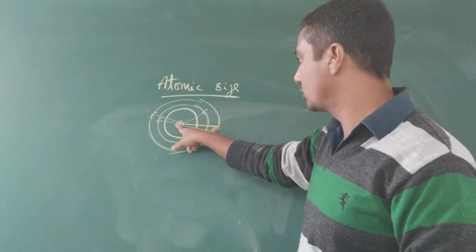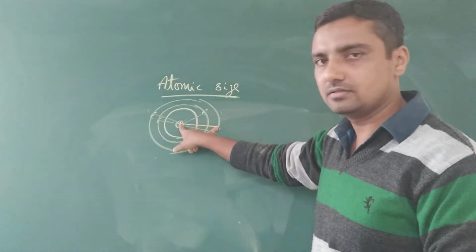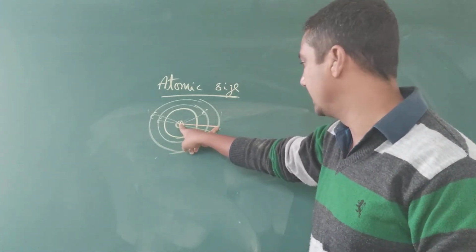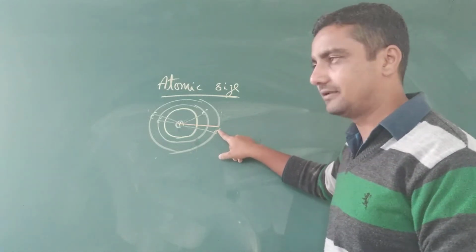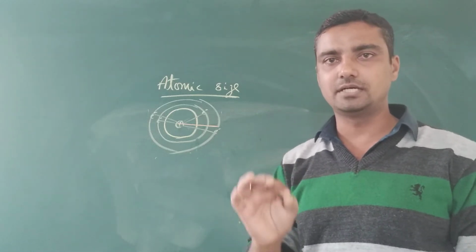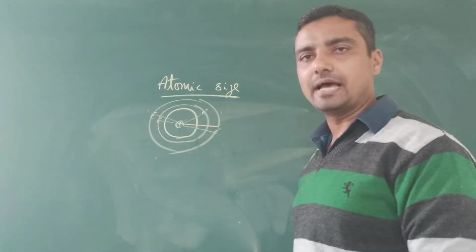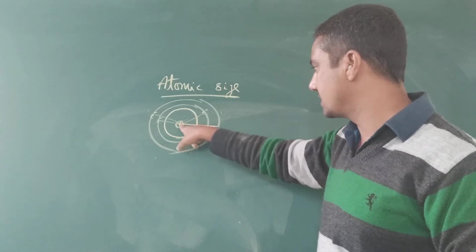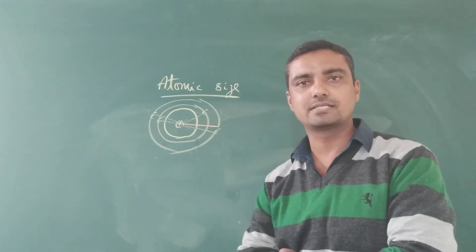So what do you mean by atomic size? Atomic size is nothing but the distance between the center of the nucleus and the outermost shell of electrons. We have to select the outermost shell, where the outermost electrons are present. That distance we call the atomic size.